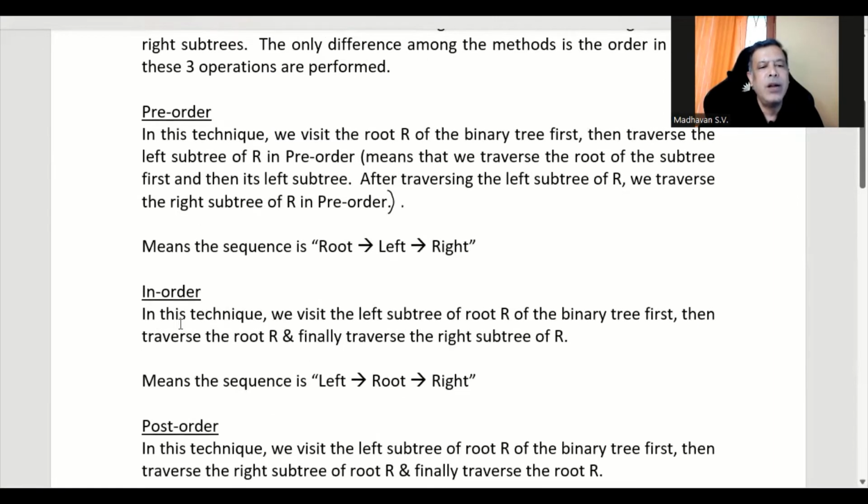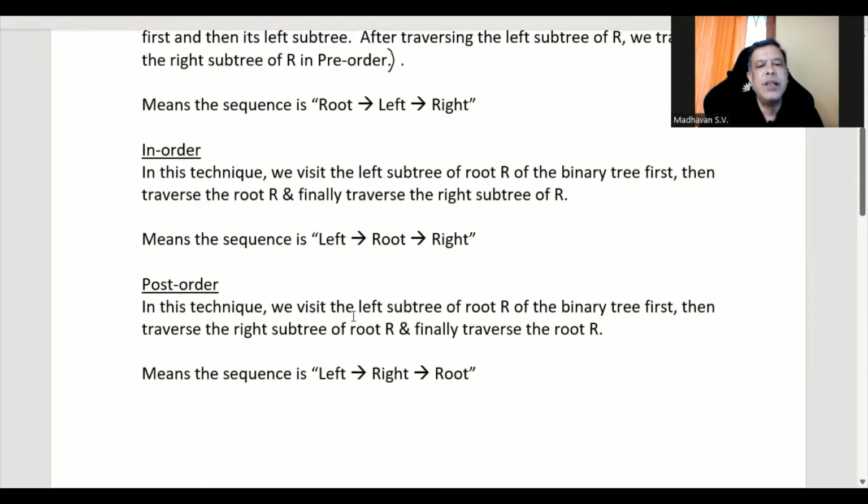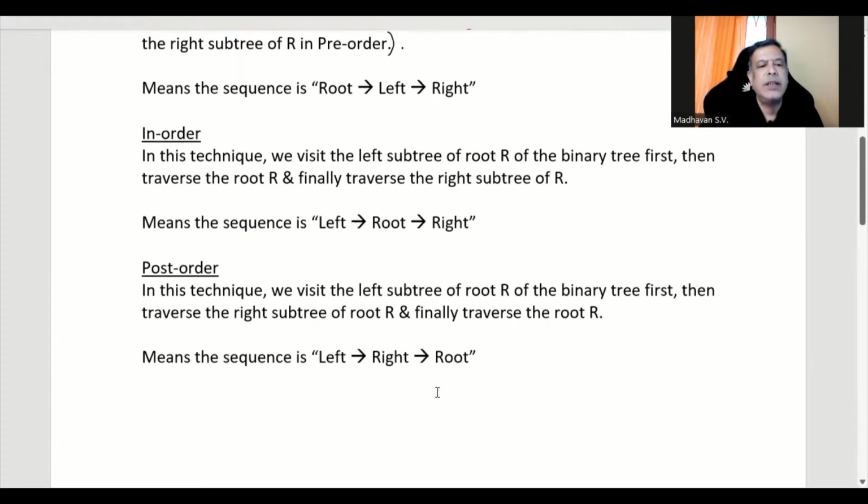Now, coming to in-order, in this technique, we visit the left subtree of the root of the binary tree first, then traverse the root, and then finally traverse the right subtree of R. Post-order: in this technique, we visit the left subtree of the root R first, then traverse the right subtree of the root R, and finally traverse the root itself.